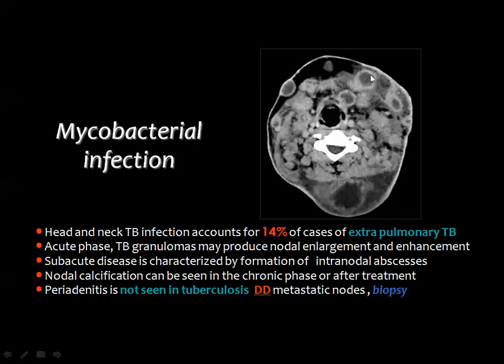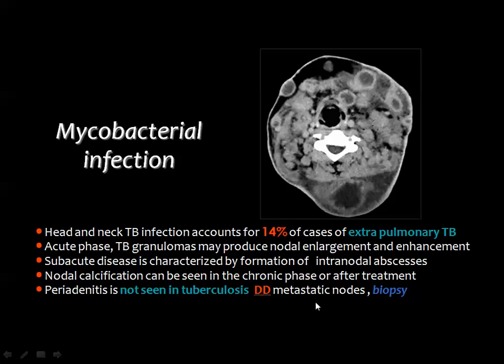In the chronic phase, the nodes will show calcification, and this calcium is also seen after treatment and healing. And in cases of tuberculous lymphadenopathy, there is no perinodal inflammation, and this will make some difficulties in differentiating TB from metastatic nodes, which do not show perinodal inflammation.